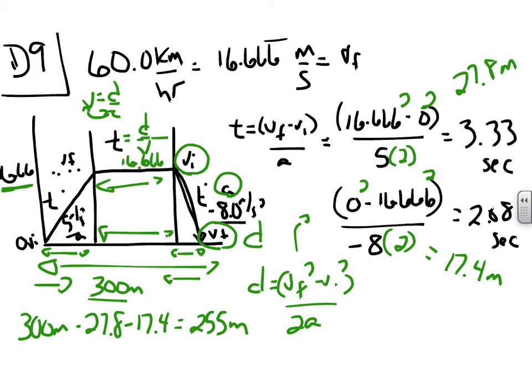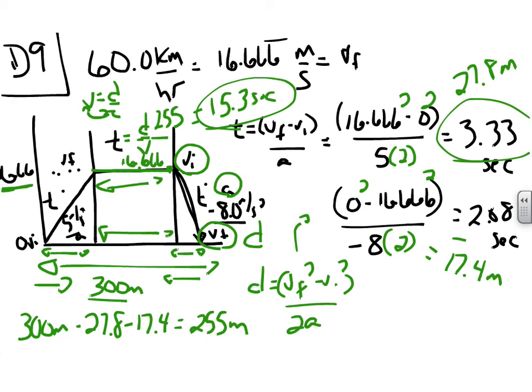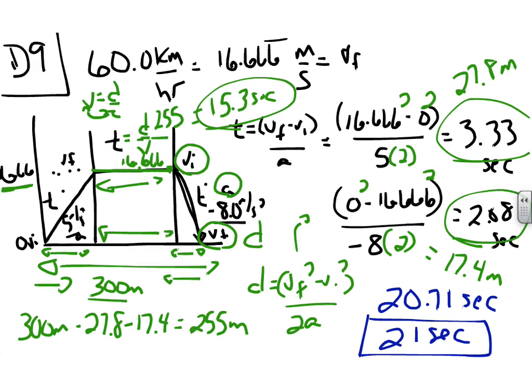So the D on top here becomes 255 divided by my 16.666, and that gives me a time of, once I got to my cruising speed and I cruised along before I had to slam on my brakes, 15.3 seconds. So now I just have to add up this time and this time and this time, and that should give me my total time of 20.71 seconds, which of course I only have realistically here 2 sig figs, so we're going to round that off to 21 seconds. Wasn't that fun?